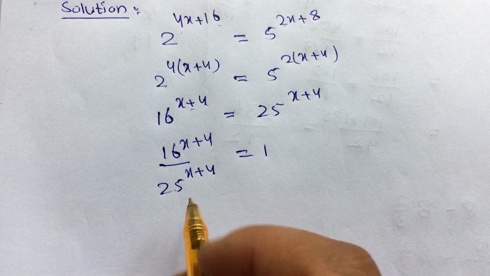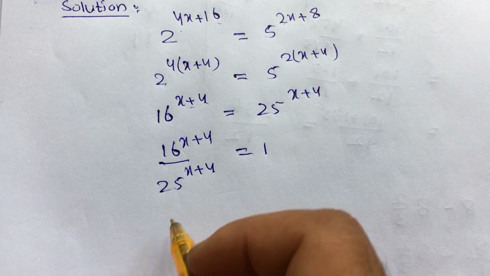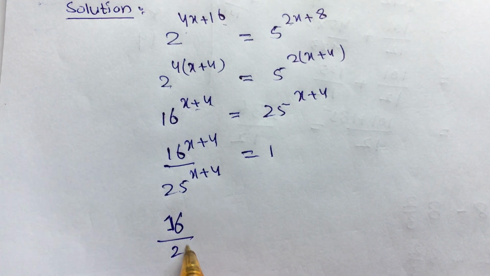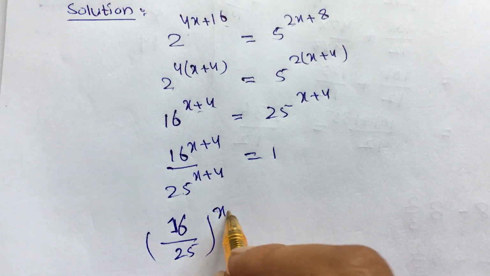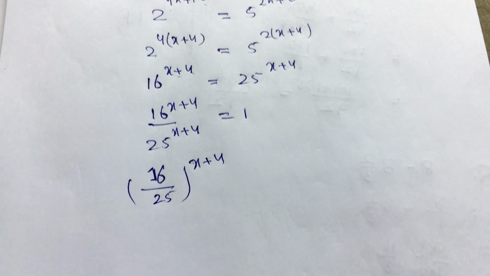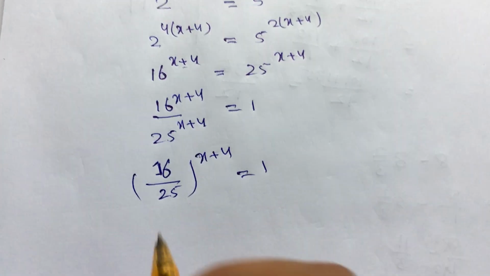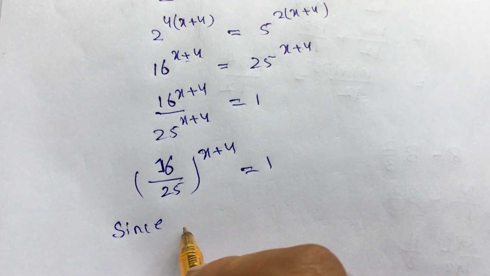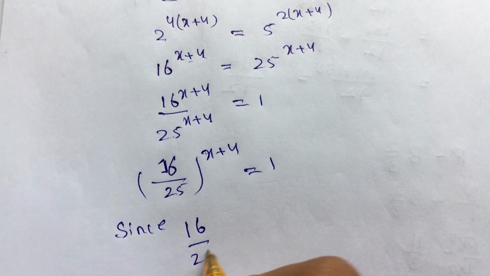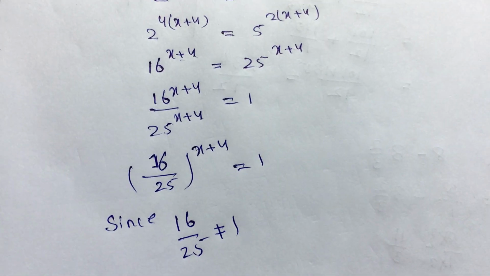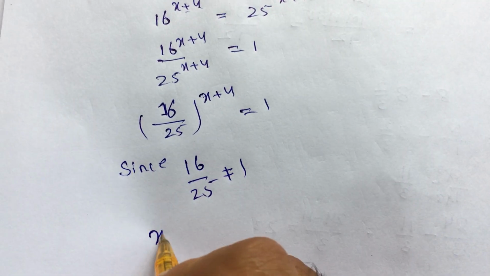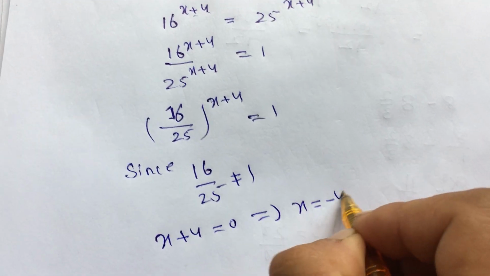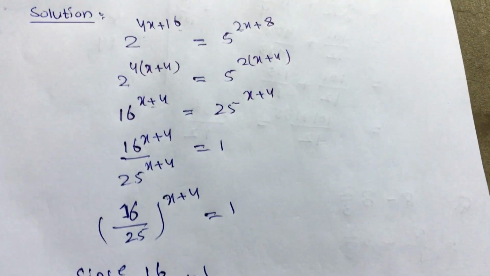So now these both numbers have the same power, so I can write it as 16 by 25 whole power x plus 4 equal to 1. So now since 16 by 25 is not equal to 1, x plus 4 is equal to 0, which implies that x is equal to minus 4. So the value of x is minus 4.